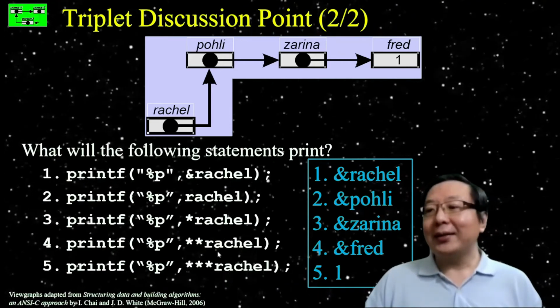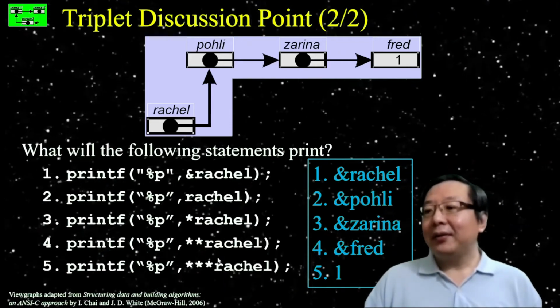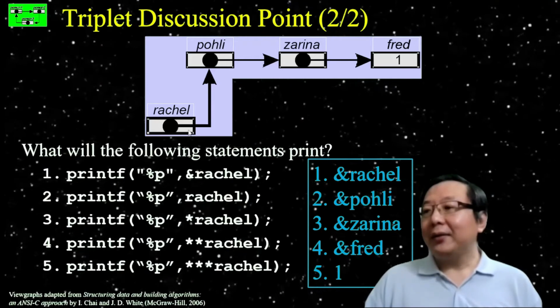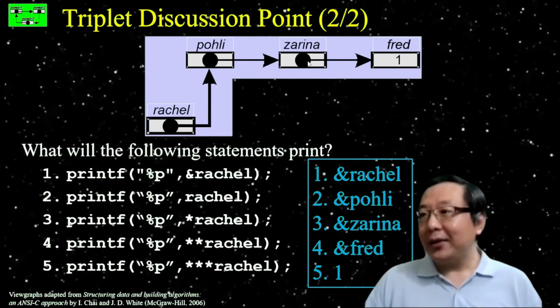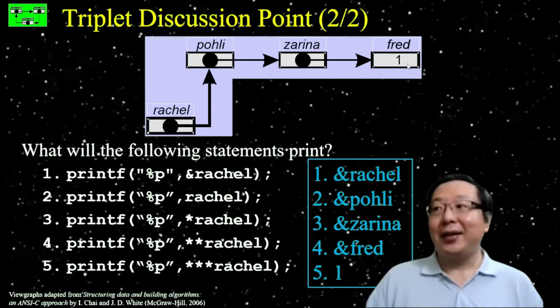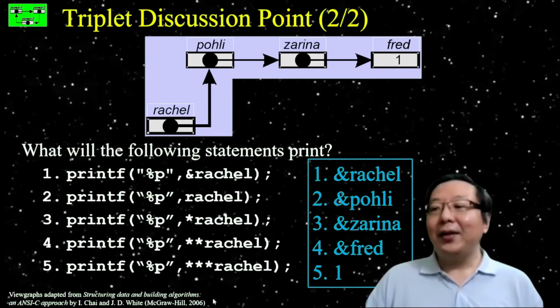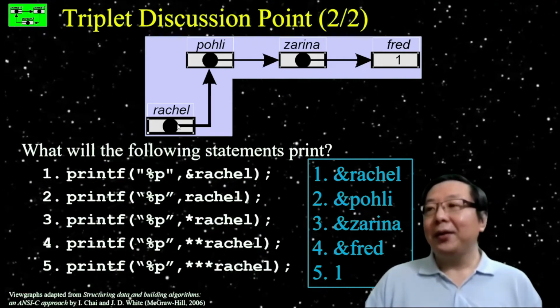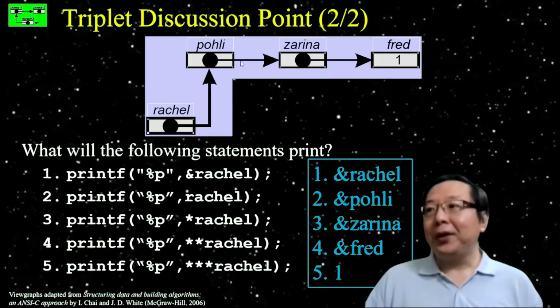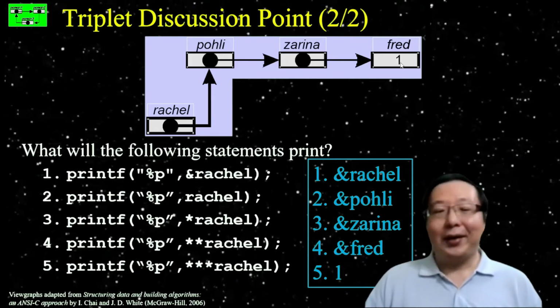And if I print star star Rachel, I would get the address of Fred because I look in here and see what's in Zarina, it's the address of Fred. And finally, if I print star star star Rachel, it'd be Rachel, go to Polly, go to Zarina, go to Fred, which is 1.